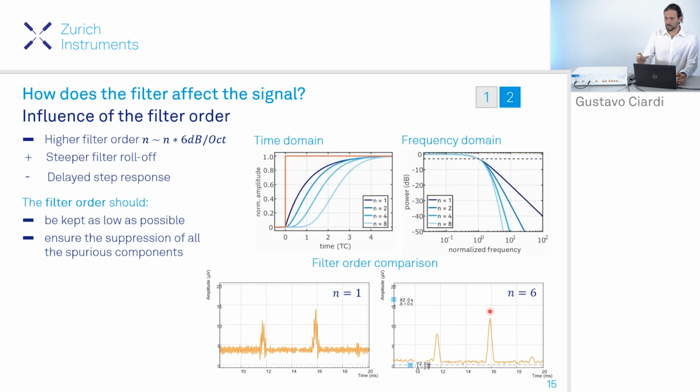Now, by increasing the filter order up to 6, we can clearly see that this ringing is suppressed. So again, rule of thumb, the filter order should be kept as low as possible to make sure that the signal will settle as fast as possible, but also high enough so that all the spurious frequency components are suppressed.